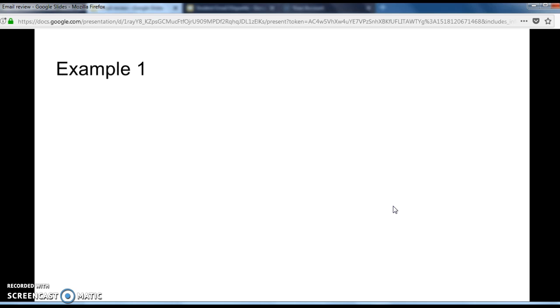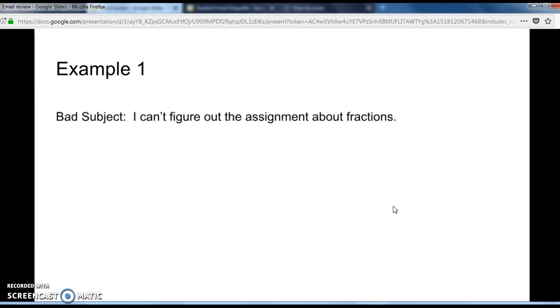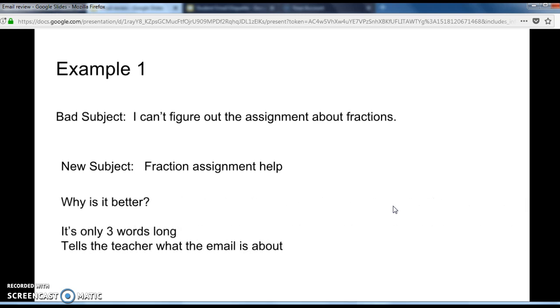So let's look at a couple together. This is the bad subject. I can't figure out the assignment about fractions. This is the new subject. Fraction assignment help. So let's think about what makes it better. First off, it's only 3 words long, and it tells the teacher what the email is about.